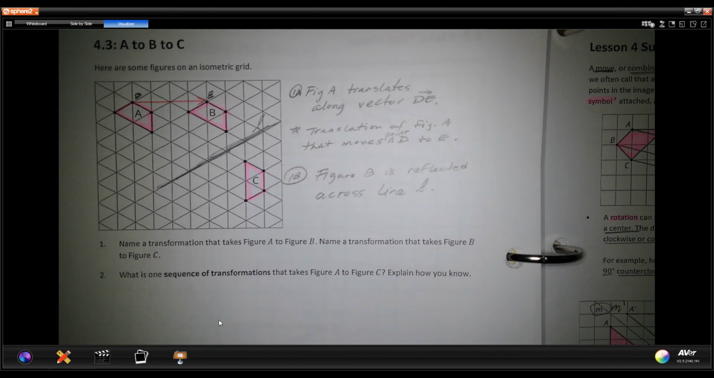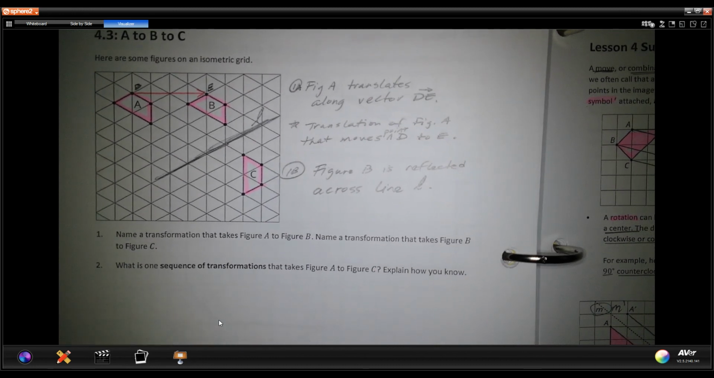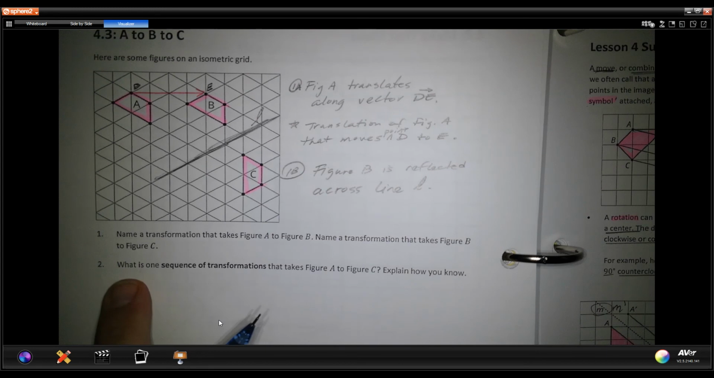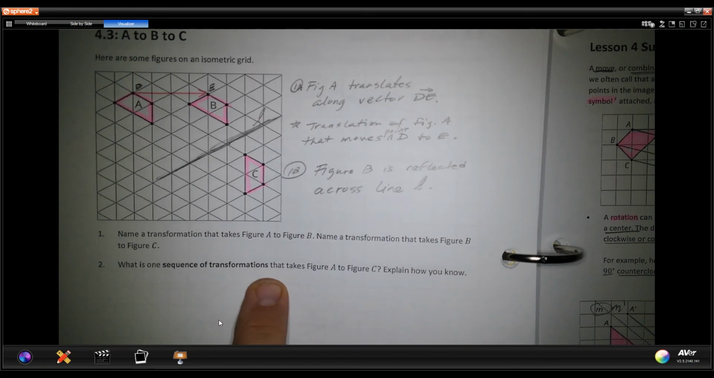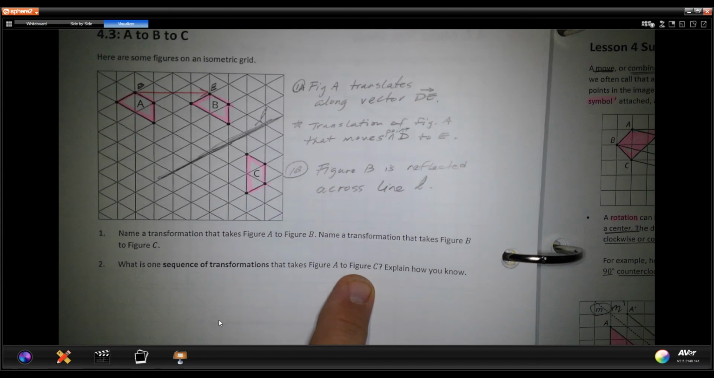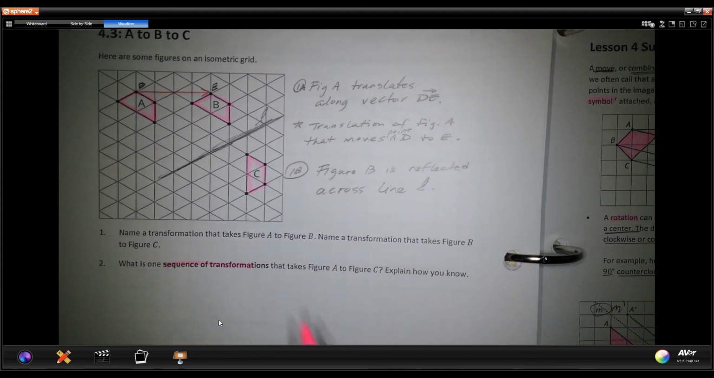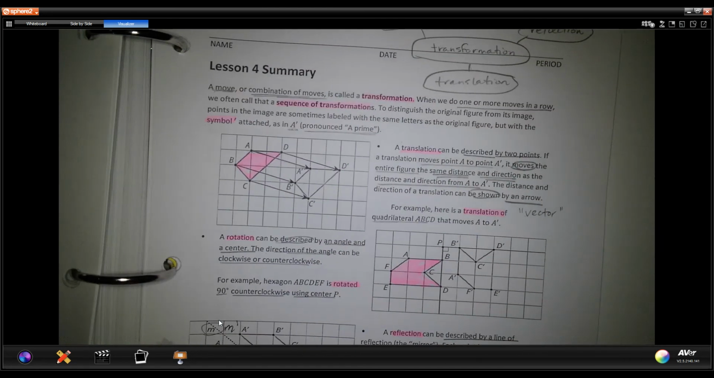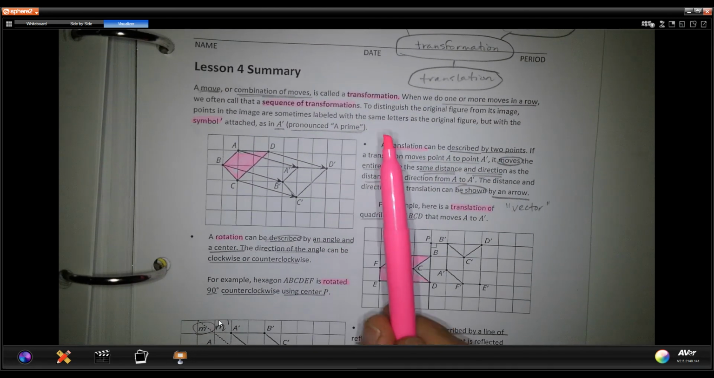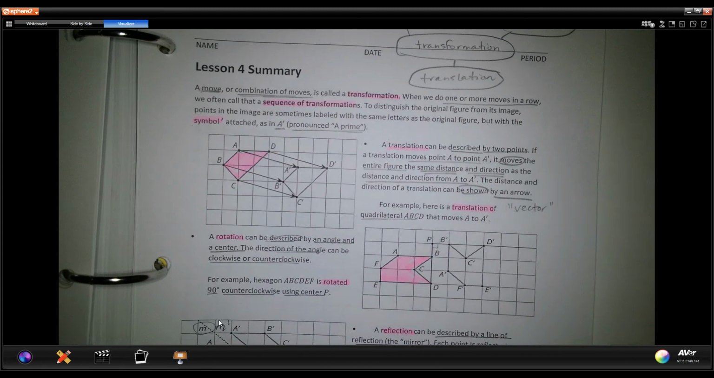The last one we're going to do is look here at number 2. And then I'll have another video to talk to you about the homework. What is one sequence of transformation that takes figure A to figure C? Now, if you're stuck and you're like, sequence of transformations, I don't remember what that means, I'll remember that it's in our summary. A sequence of transformations is when we do one or more moves in a row.